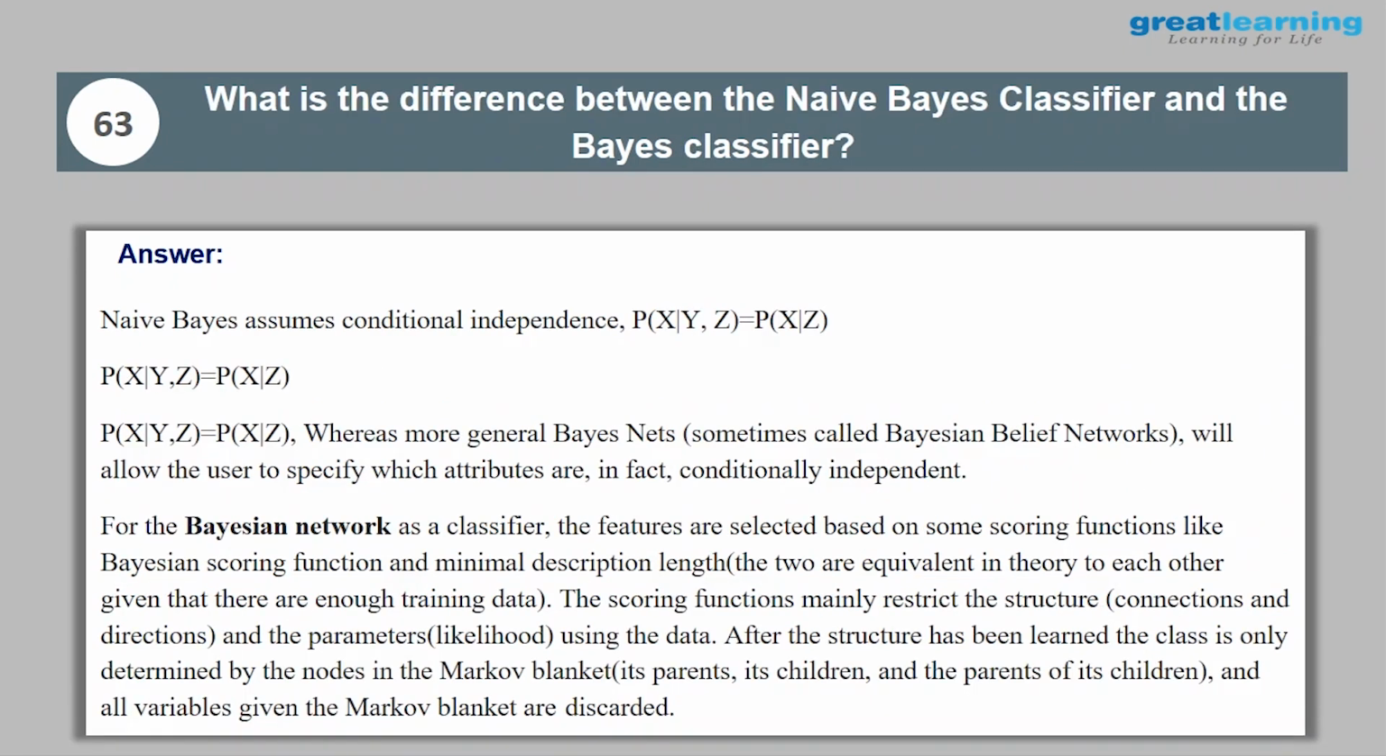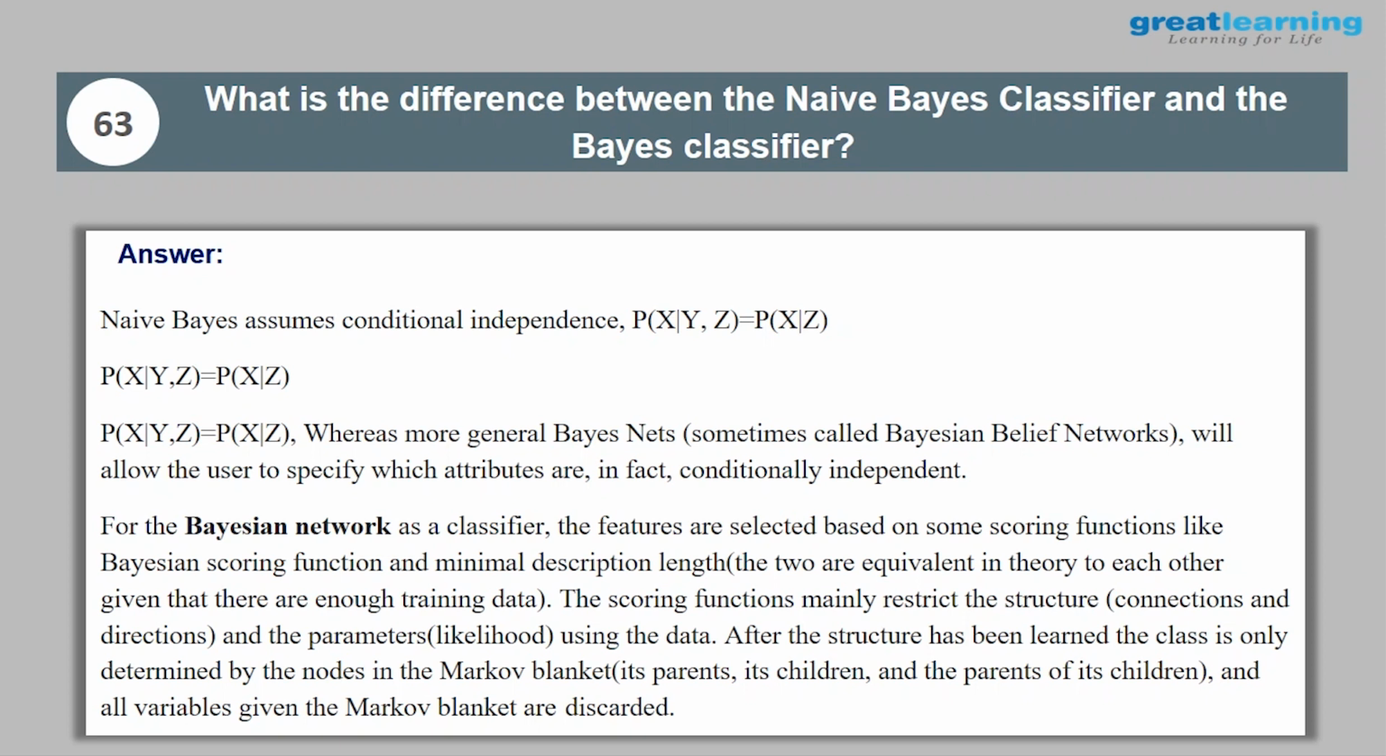Now let's have a look at what the difference is between the naive Bayes classifier and the Bayes classifier. Naive Bayes assumes conditional independence, that P(x | y, z) equals P(x | z), right? Again, P(x | y, z) equals P(x | z).